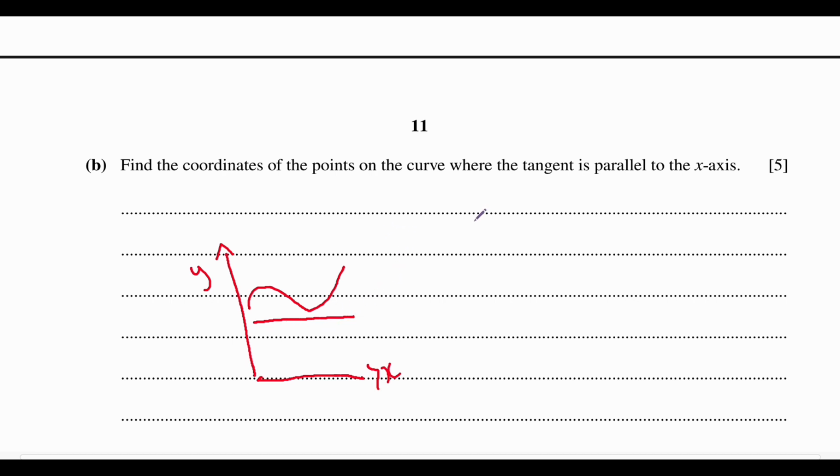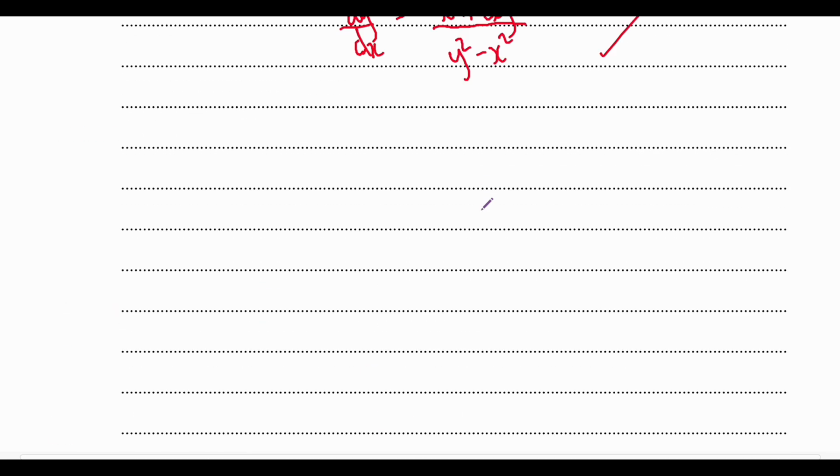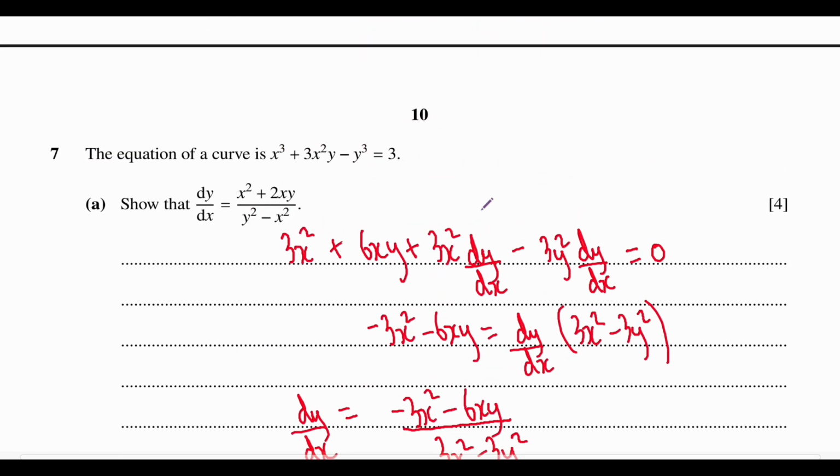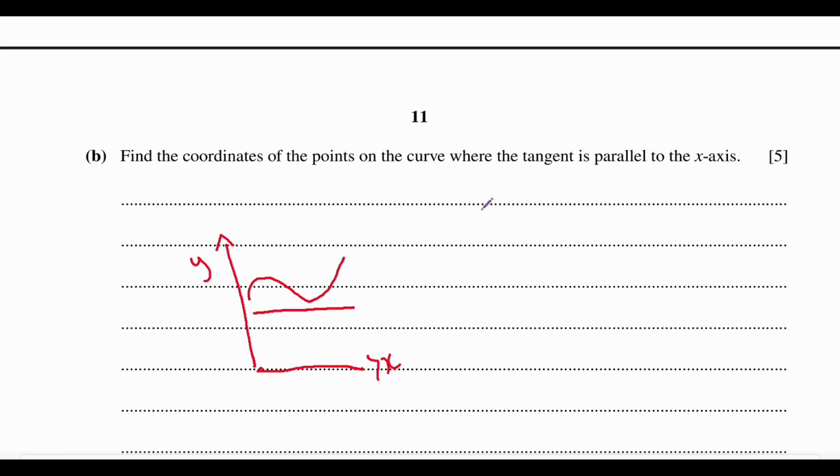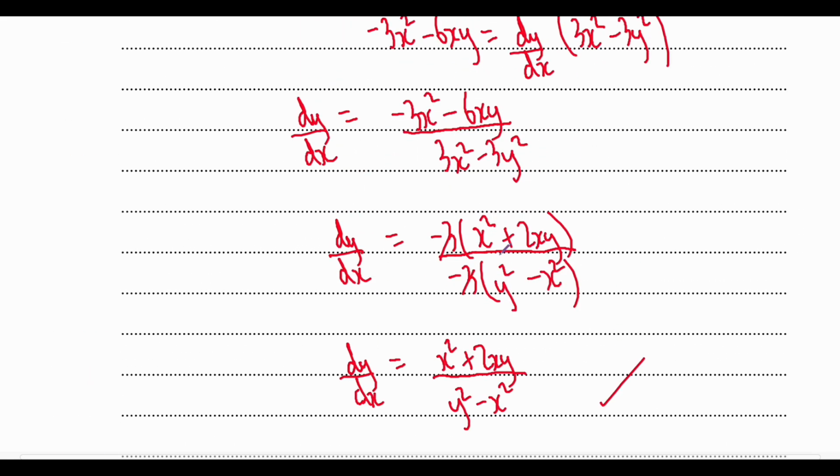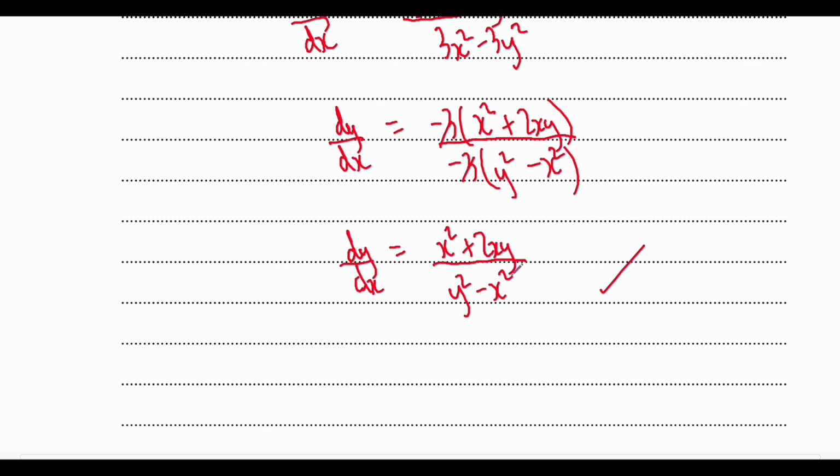Well, when will you get a horizontal line? When dy by dx is equal to 0, right? So if dy by dx is equal to 0, that's when the tangent is parallel to the x-axis. Because the gradient of this line is 0, so that means, or the slope, gradient, exact same thing. If it's equal to 0, that means the tangent is going to be parallel to the x-axis. Well, we already know what dy by dx is.